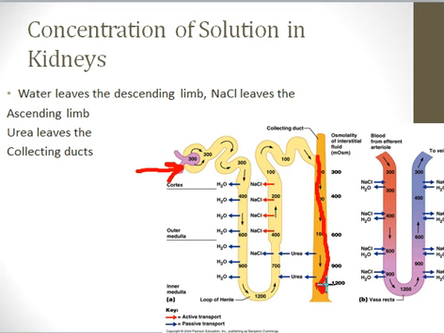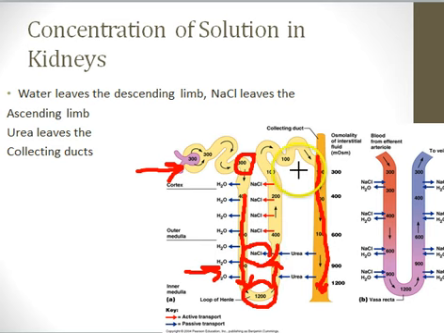You could see different substances will leave at different areas. Water will leave the descending limb, and you could see they have little arrows drawn here. As filtrate goes through these tubes and goes down, it gets more concentrated. It actually goes from 300 milliosmoles to 1200 down here. But then as it starts to go back up, you can see sodium is going to leave. Here's the sodium leaving, and it will create a much less concentrated urine, about 100 milliosmoles.